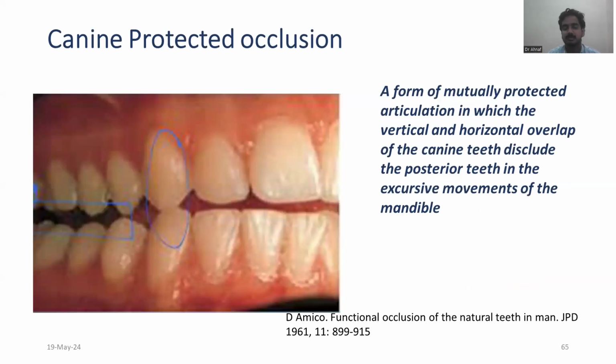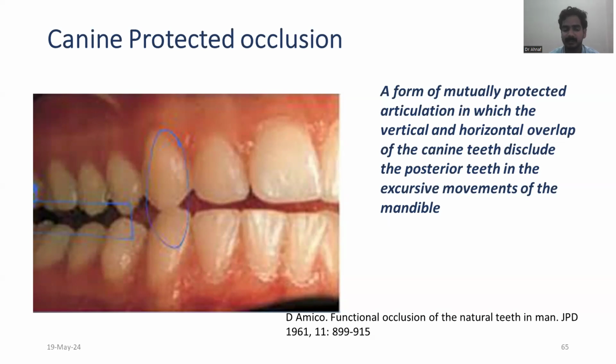Let's move to one of the most important topics, that is canine protected occlusion. In most young patients we can see canine protected occlusion, but as the patient ages, gradually the patient shifts to group function occlusion. So canine protected and group function occlusion are two occlusions which we can see in most patients. So what is canine protected occlusion? It's a form of mutually protected articulation in which the vertical and horizontal overlap of the canine teeth disocclude the posterior teeth in the excursive movement of the mandible.